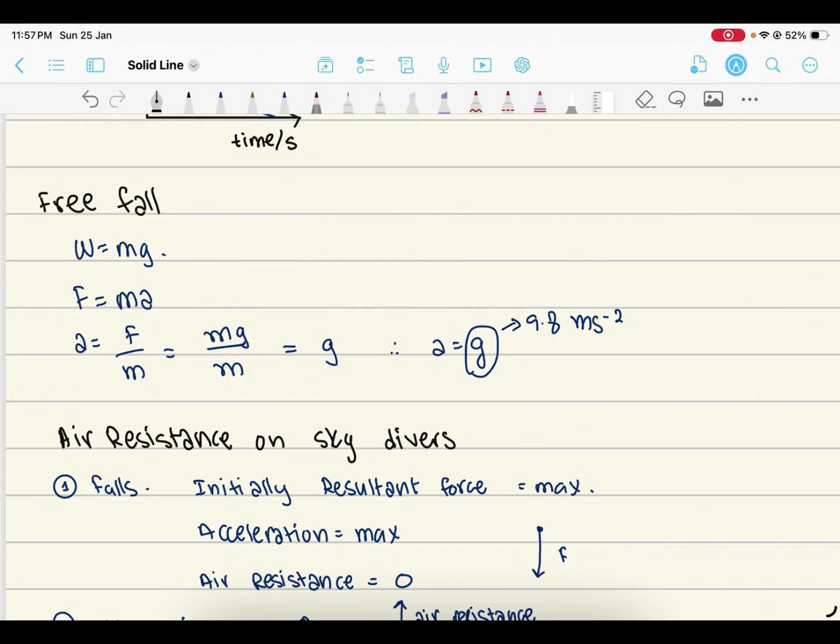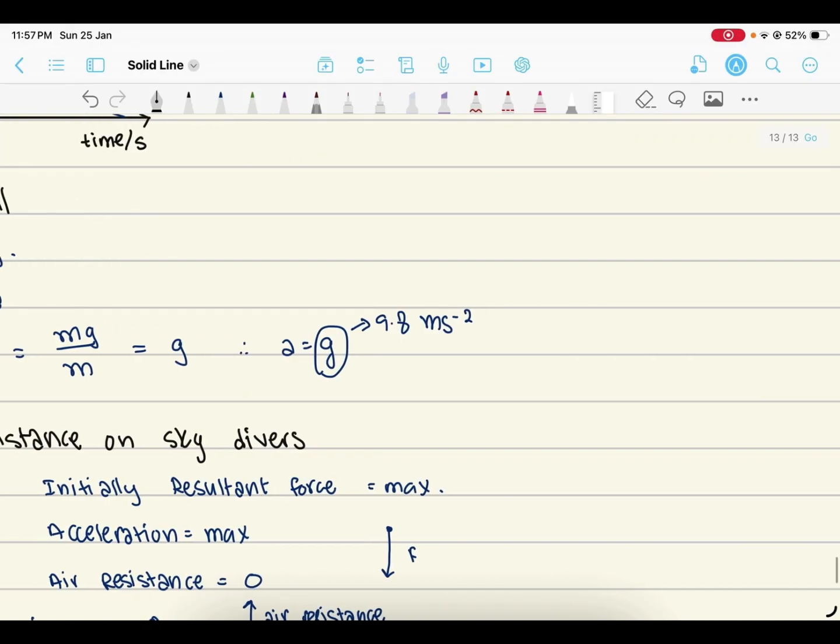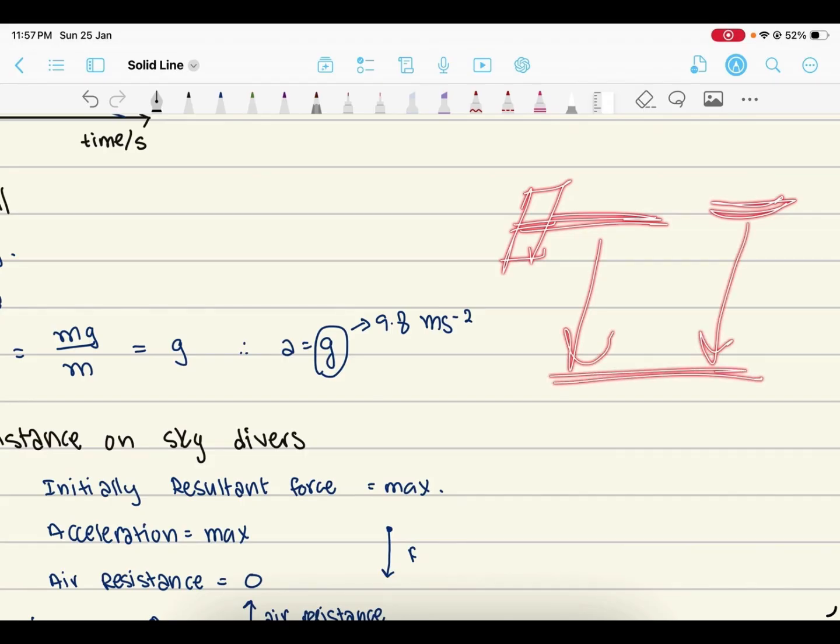That means that in a free fall, in a vacuum, the acceleration of any object would be the same, and it would be 9.8 on Earth. On Earth, the gravitational field strength is 9.8. So let's say if a heavy hammer was falling, or a feather was falling, they both will reach the ground at the same time, if they fell from the same height.